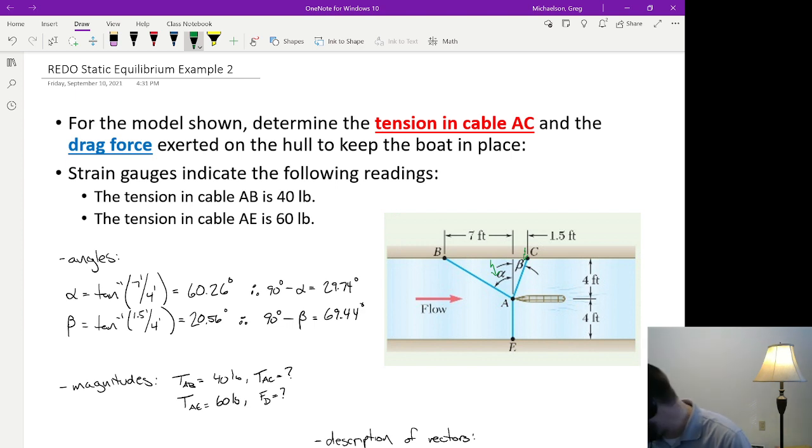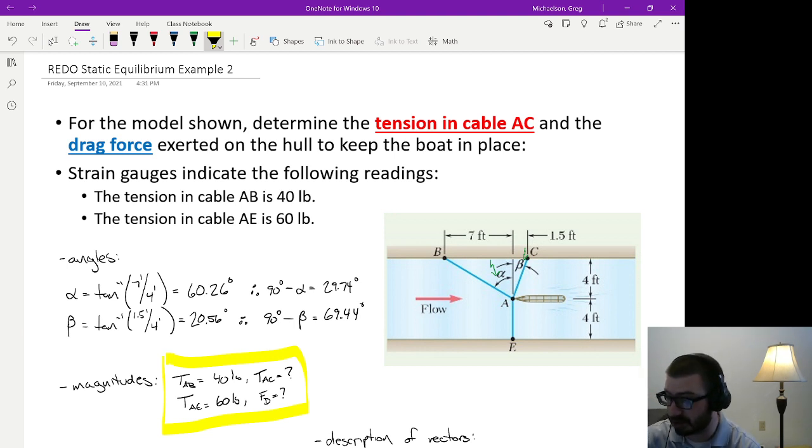As long as you get the right vector at the end of the day, it doesn't really matter. It doesn't really matter what angle you use or what trig function that you use. What matters is that the vector description is correct. Now, in terms of our magnitudes, we know that the magnitude of TAB and TAE are 40 pounds and 60 pounds respectively. What we don't know is the magnitude of the third cable and the drag force. So I thought it was kind of beneficial to just put this here. I thought that was valuable to just describe that.